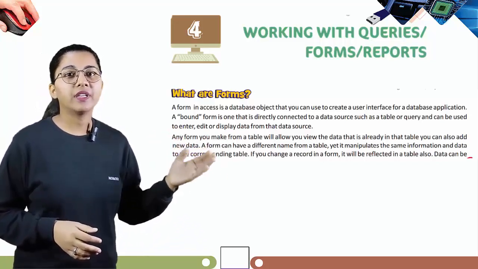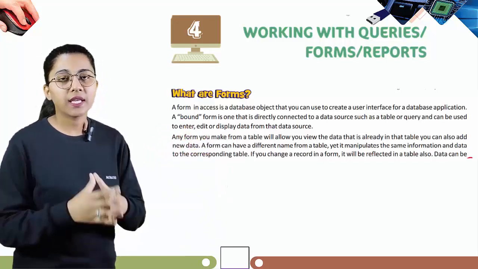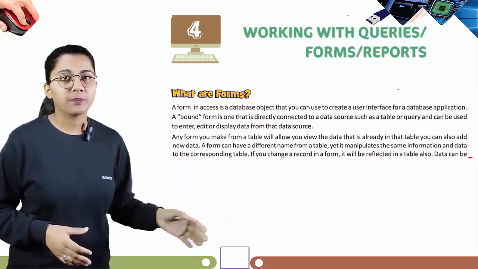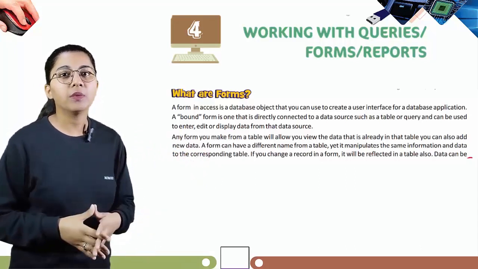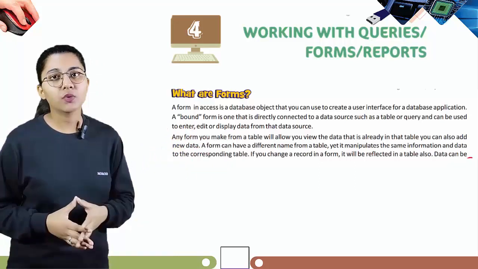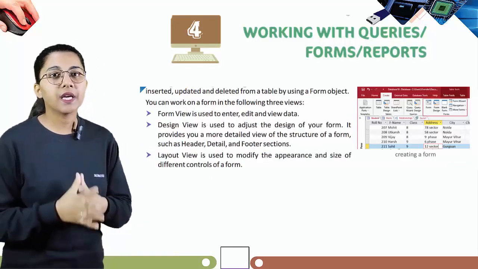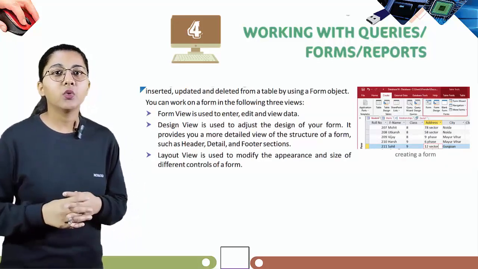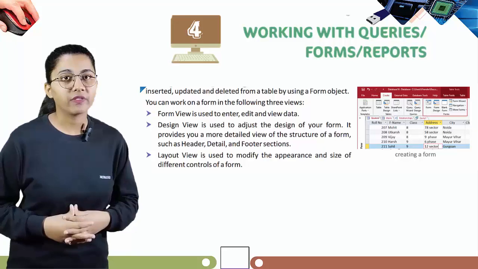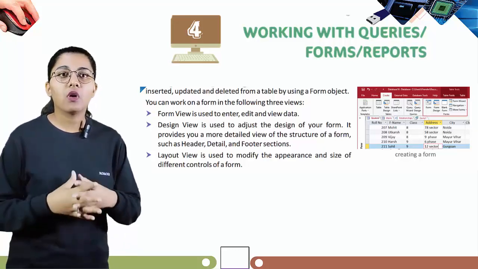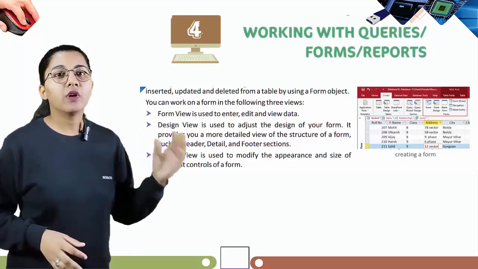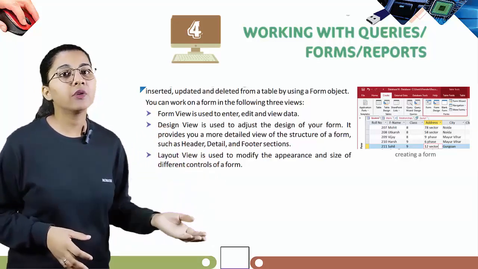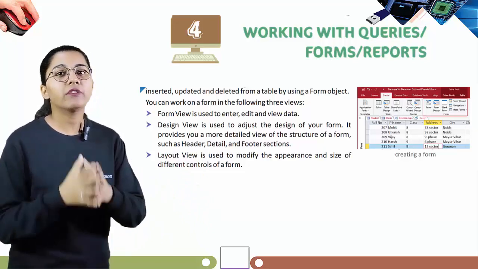A form can have a different name from a table, yet it manipulates the same information and data in the corresponding table. If you change a record in a form, it will be reflected in the table. Also, data can be inserted, updated and deleted from a table by using a form object. You can work on a form in the following 3 ways. There are 3 views to work on a form. The first one is Form view, which is used to enter, edit and view data. The second, Design view, is used to adjust the design of your form.